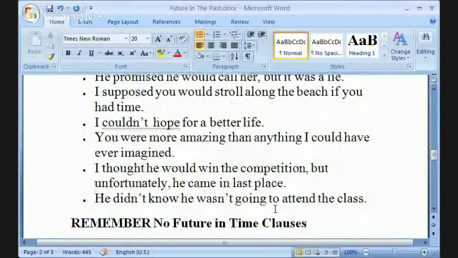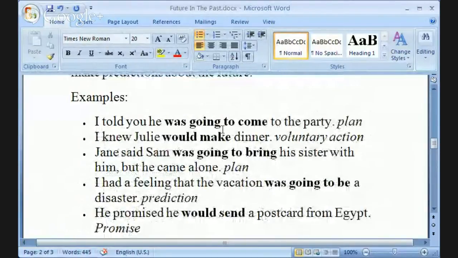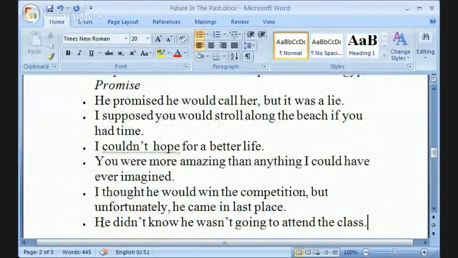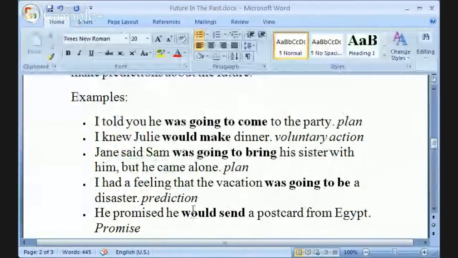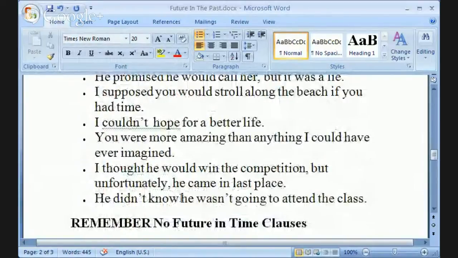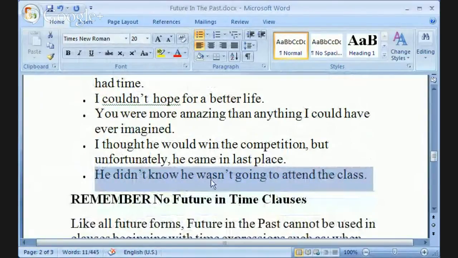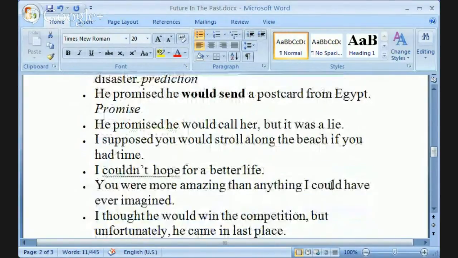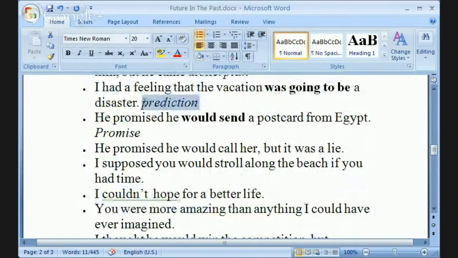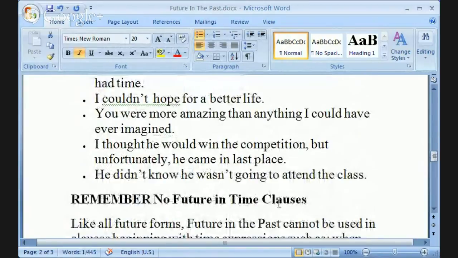Wait a minute. Is that wasn't? Okay, was and not, obviously negative, going to attend. He didn't know he wasn't going. He didn't know is the further past action. He wasn't going to attend the class. Yeah, okay. This works. Ah, this is very interesting. It's obviously negative. So I guess this is a negative prediction. I guess that's okay. All right. That works. Very good.